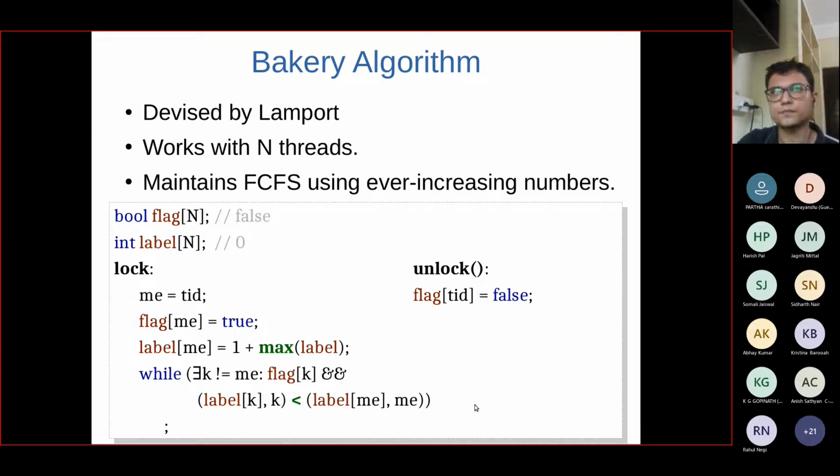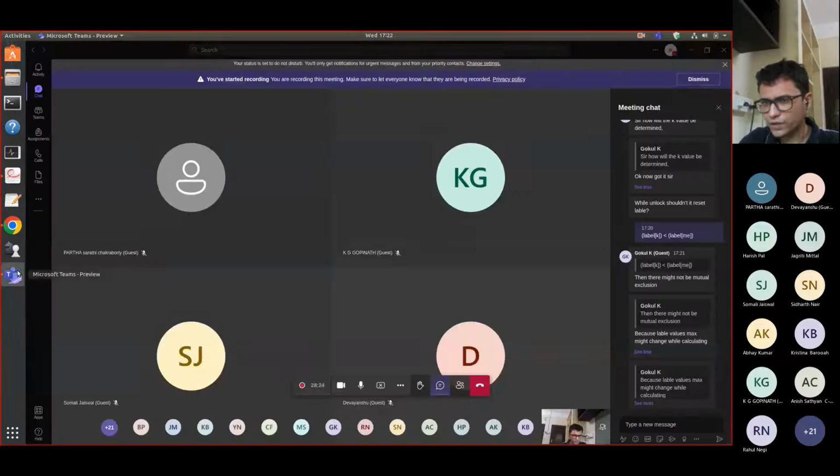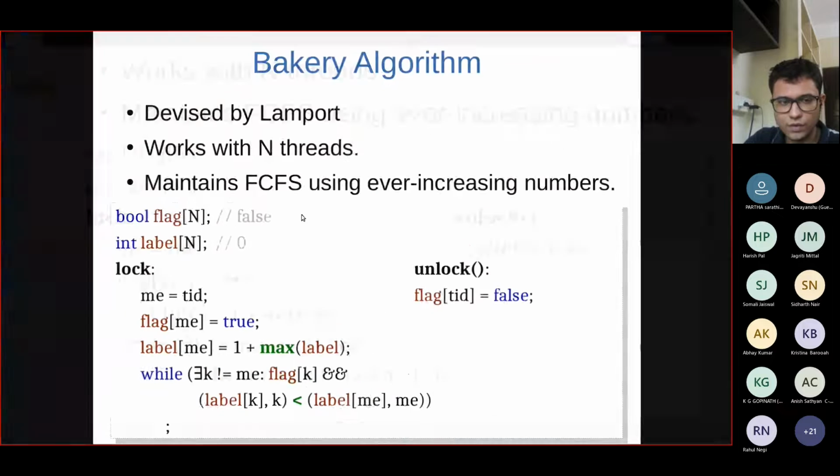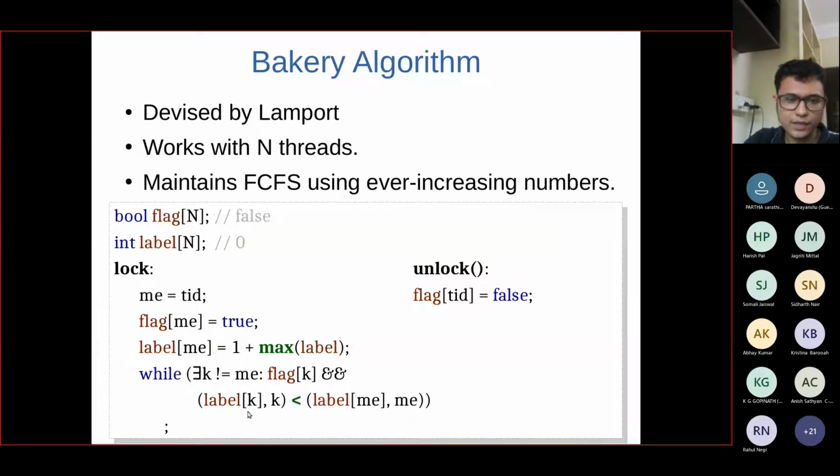From this slide, you can either unmute yourself or type in chat. Okay, there can be two equal label values. But how is that possible? I want to know from you people. How can there be two equal label values?